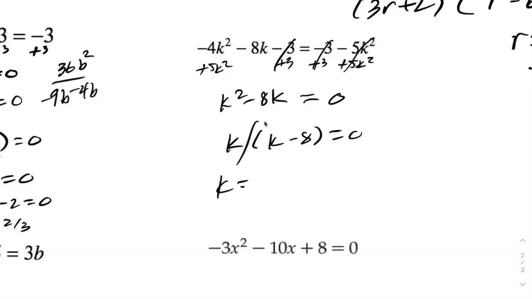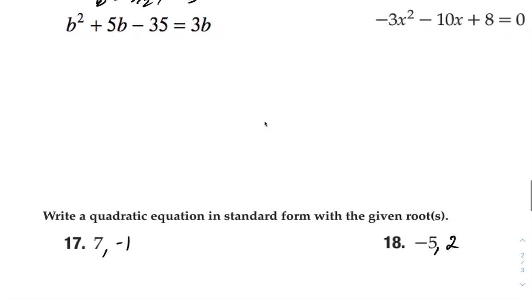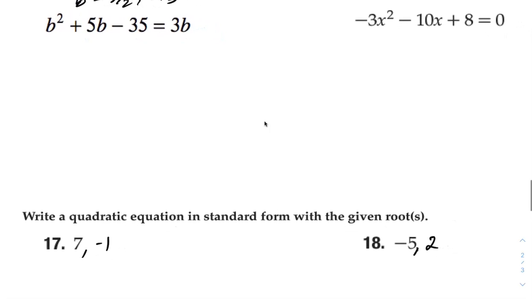Split it, k equals 0. K minus 8 equals 0. So k equals 8. There you go. Move on. This one, again, same concept, got to set equal to 0.